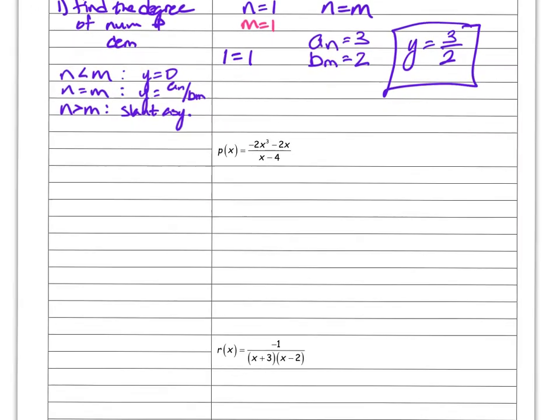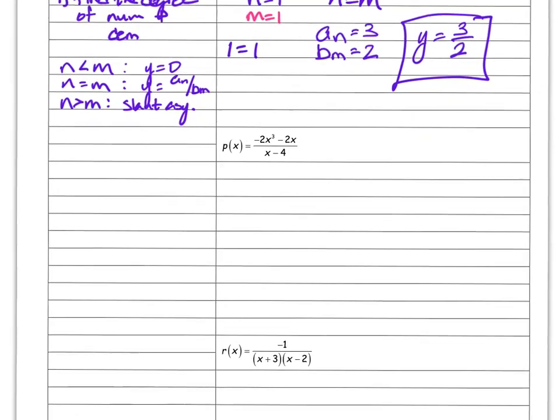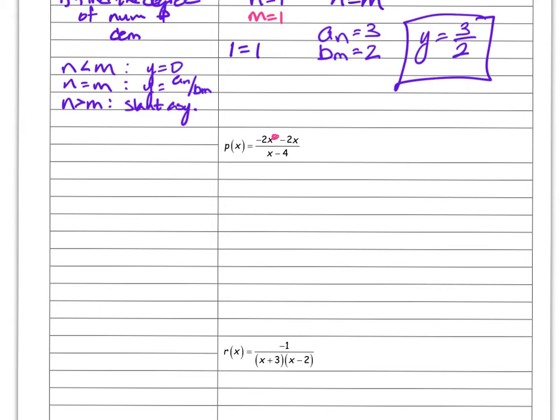Okay, let's go to the second one. We're still going to do the same thing. We're going to find the degrees. Oh, sorry, let's go here. So n equals 3 and m equals 1. So we know that 3 is greater than 1, which means that n is greater than m. So I have a slant asymptote.